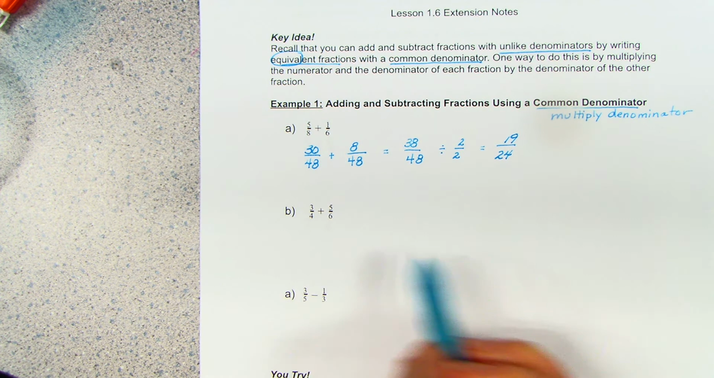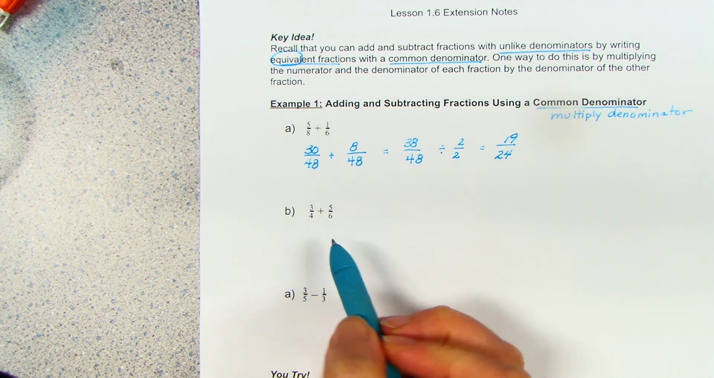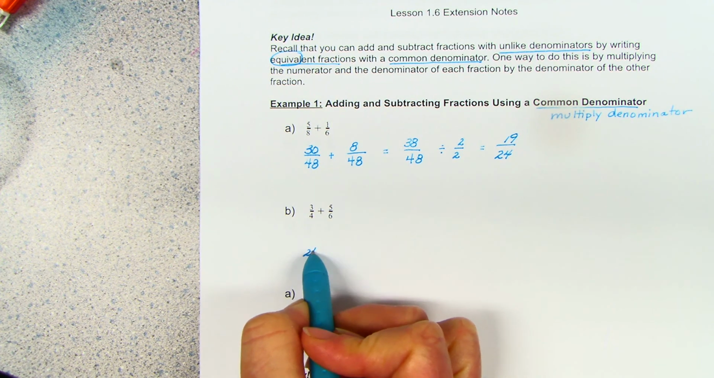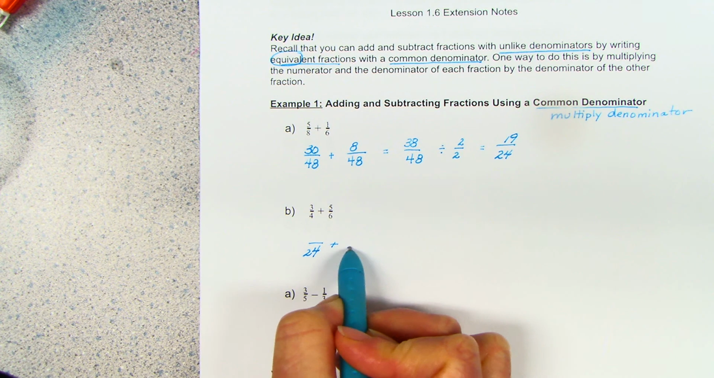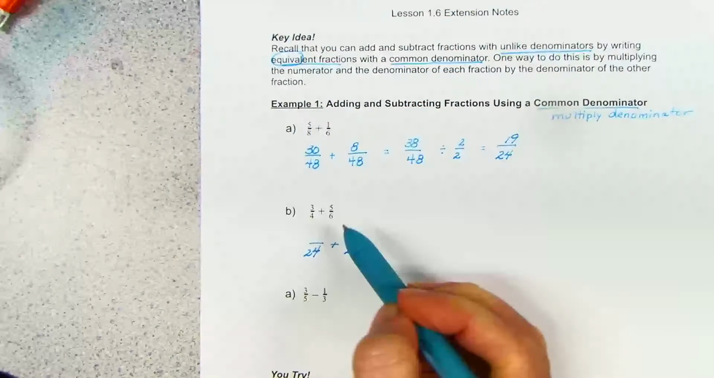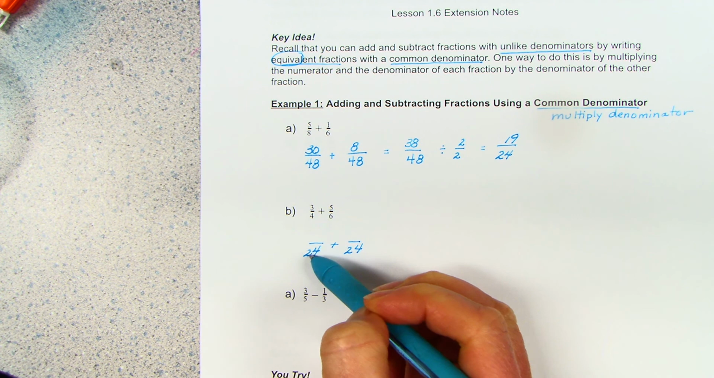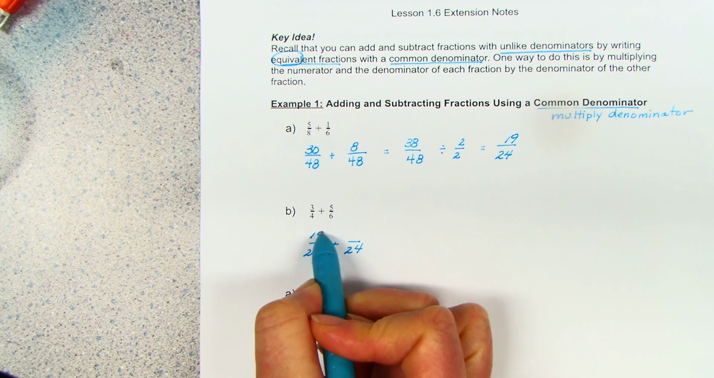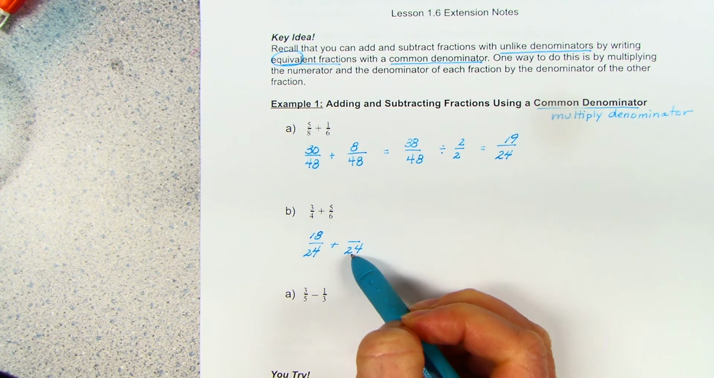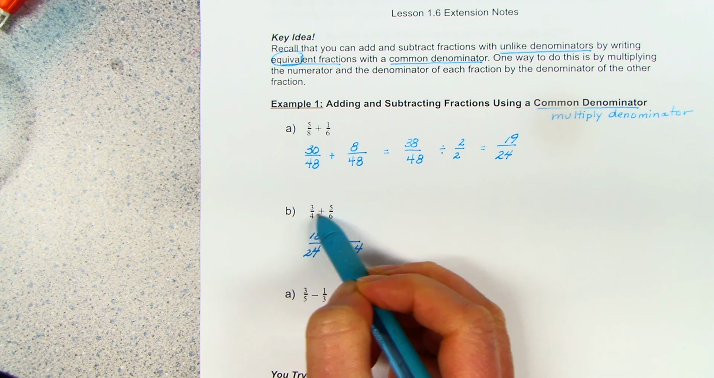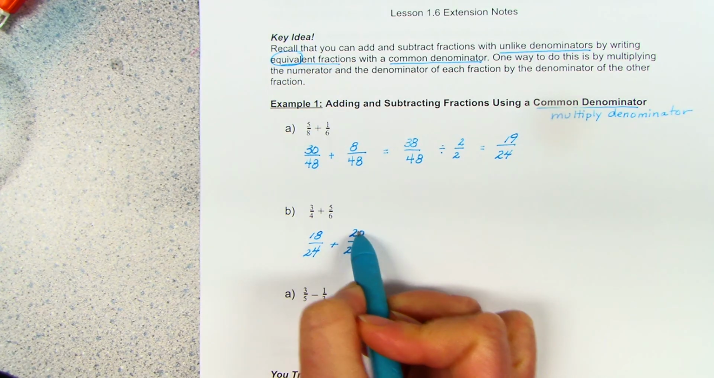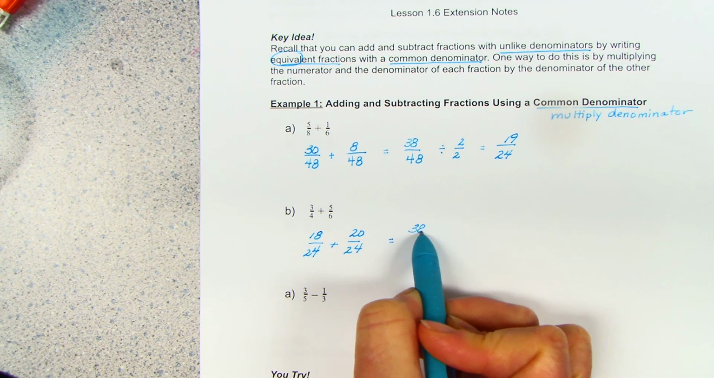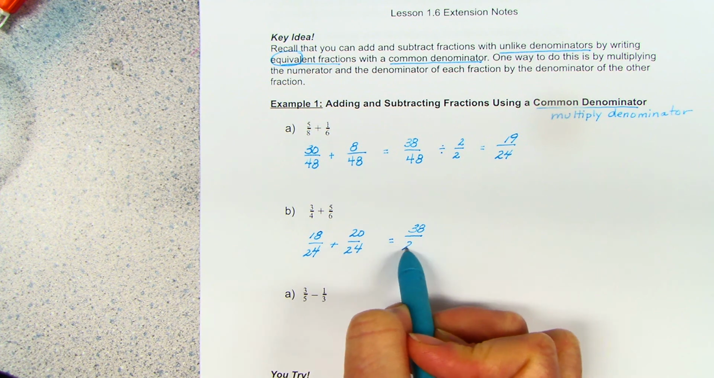Right. Let's look at 3/4 and 5/6. I can start by multiplying 4 times 6 to get a common denominator of 24. And then 4 is going to go into 24 6 times. Then I can multiply this way. I can go 6 times 3 is 18. 6 goes into 24 4 times. 4 times 5 is 20. And now I've got 18 plus 20 is 38 over 24.